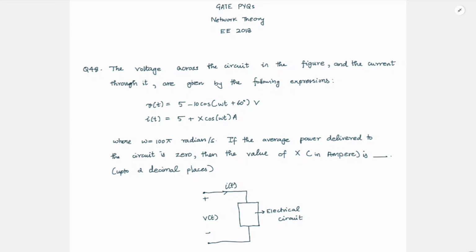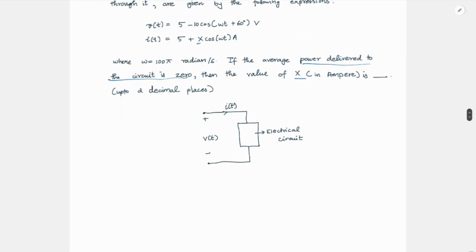If the average power delivered to the circuit is 0, then the value of x in amperes is dash. So we need to find the value of x. First let us find the equation for average power in terms of x, and then we'll substitute it equal to 0, and then we'll get the value of x. To find the average power, we'll first find the instantaneous power.